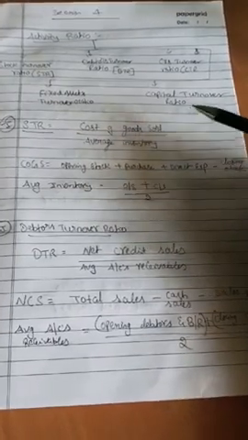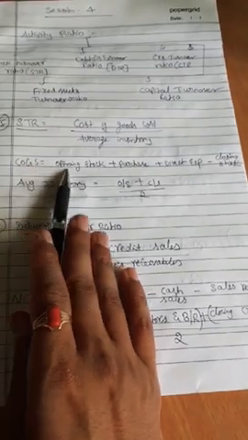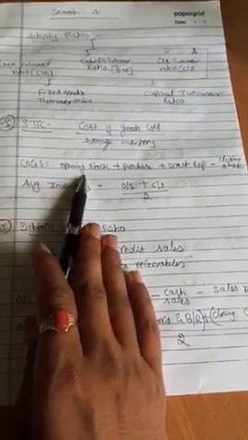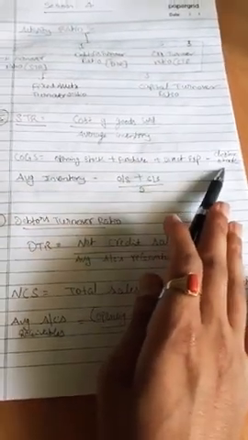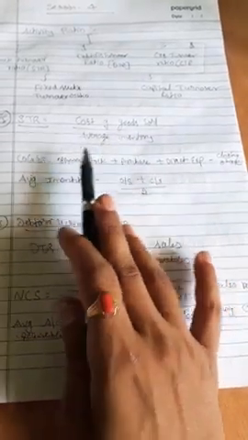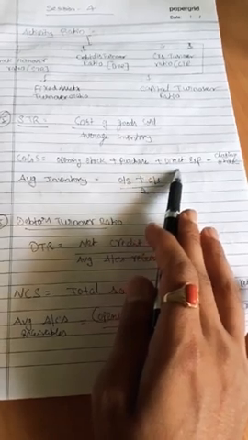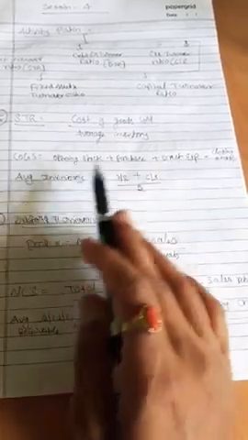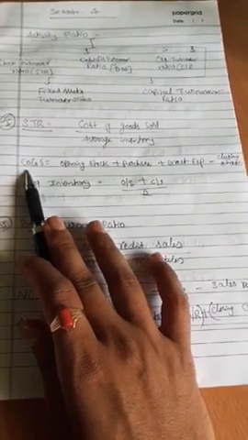Now how to calculate the cost of goods sold? It's simple: opening stock along with purchases, plus any direct expenses, minus closing stock. This is the simple formula to calculate cost of goods sold: opening stock plus purchases plus direct expenses minus closing stock. That value will give you the cost of goods sold.